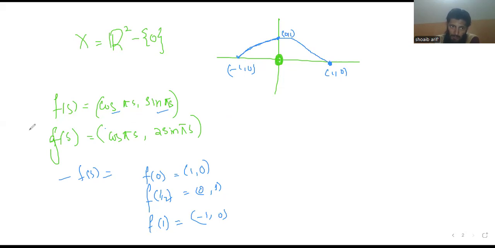Now let's check for g of s. Substitute 0 in the place of s, g of 0.